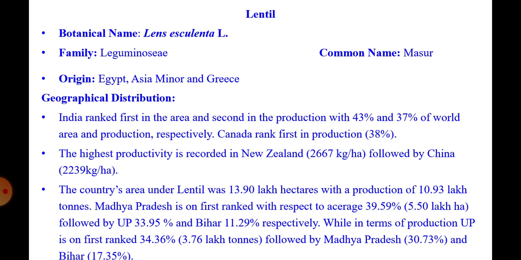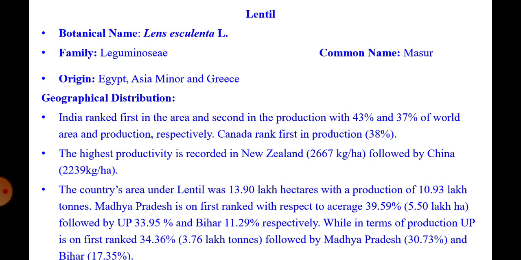Now, geographical distribution. India ranked first in area and second in production, with 43% and 37% of the world's area and production respectively. Canada ranks first in production due to very high level of productivity as compared to India. The highest productivity is recorded by New Zealand, that is 2667 kg per hectare, followed by China. The country's area under lentil was 13.90 lakh hectare with a production of 10.93 lakh tons.